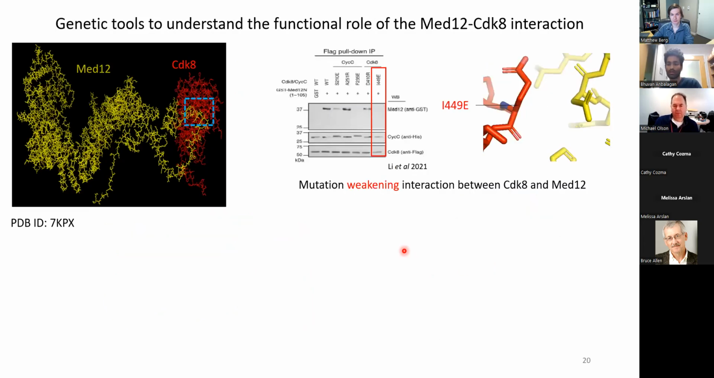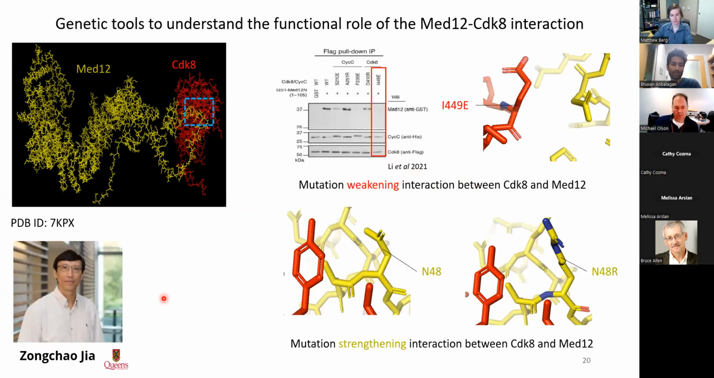So in order to study how this interaction between MED12 and CDK8 affects CDK8 function, I made 2 mutants. The first mutant is I449E on CDK8, which they already showed in the same paper: during co-immunoprecipitation, when they pulled down CDK8, they did not observe any MED12 coming down along with it, suggesting that this mutation might weaken the interaction between CDK8 and MED12 in vitro. I also made another mutant with the help of Zhongshan Jia, who is an expert in protein structure analysis, and he predicted that if I mutate N48 on MED12 to N48R, it might strengthen the interaction between CDK8 and MED12. So in order to study how this binding strength affects CDK8 function, I made these 2 mutants.